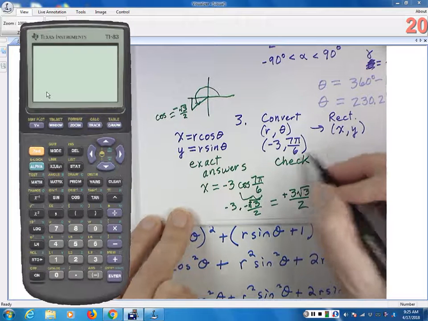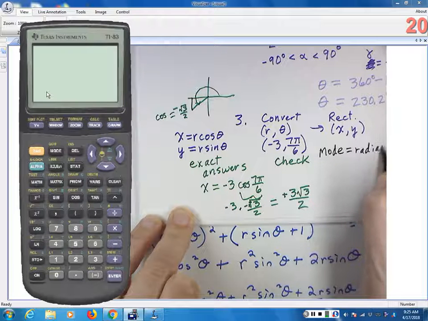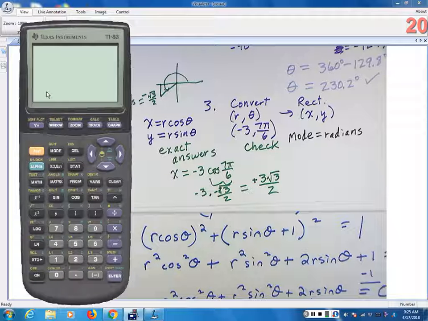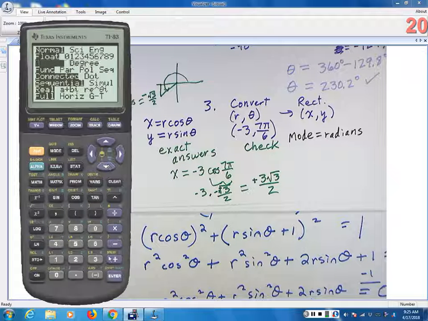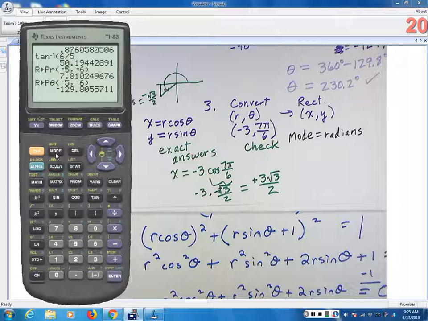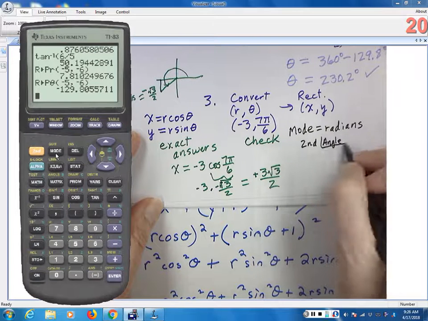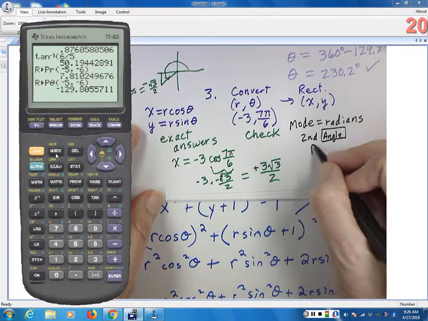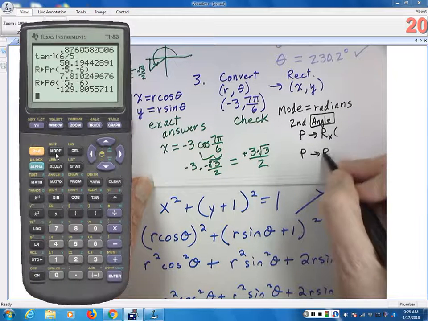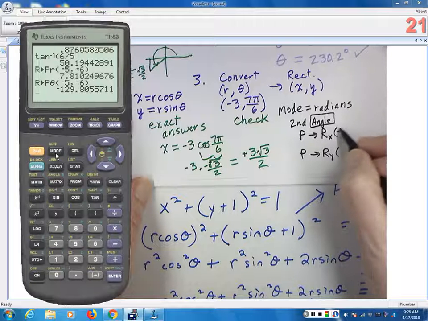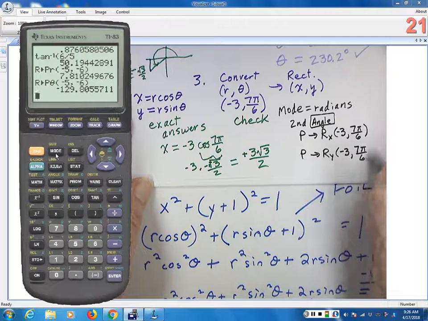Here we want the mode, this is in radians, right? So we have to have the mode equals radians. So turn the calculator on and put the mode in radians. Now you press your second, I'm just going to write angle because it's above the matrix key. Second angle, and you're going to choose polar to rectangular X and polar to rectangular Y. And you actually just type in -3, 7 pi divided by 6. And it gives you the decimal approximation.